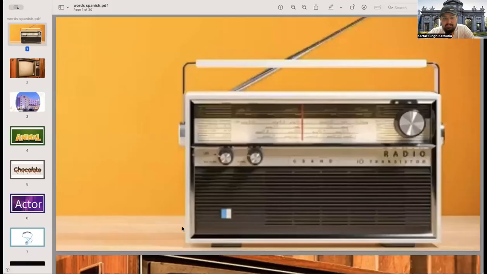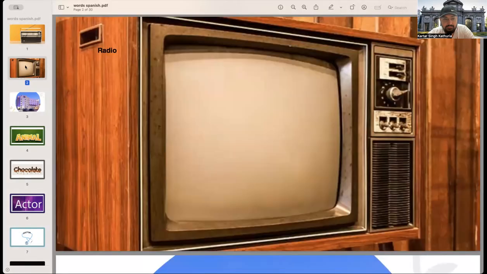Starting with radio. It is written in the same way in Spanish as it is in English. But as I said, whenever we see A, we will always pronounce it as A. O is always O, obviously. So the pronunciation of this would be, instead of saying the English "radio", we will call it "radio" the Spanish way.